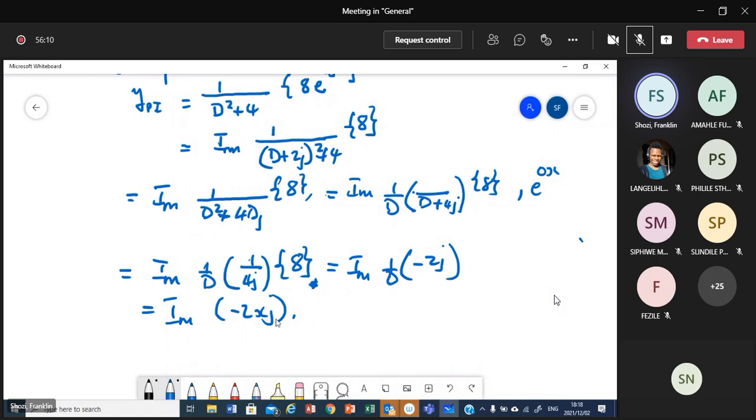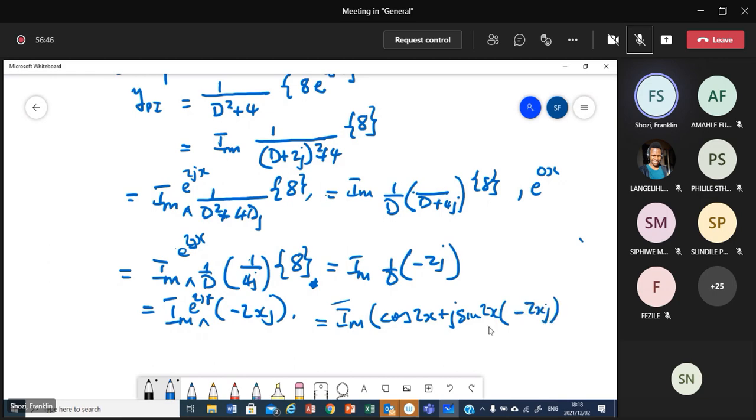There's something that I missed here. Can you tell me? I did not have the exponent here. E to the power 2jx. Now, bring it back. So I am e to the power 2jx as before. Is cos 2x plus what? J sine 2x multiplied by that, which is minus 2xj.